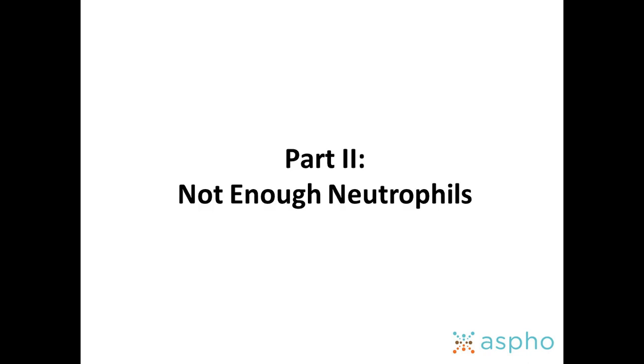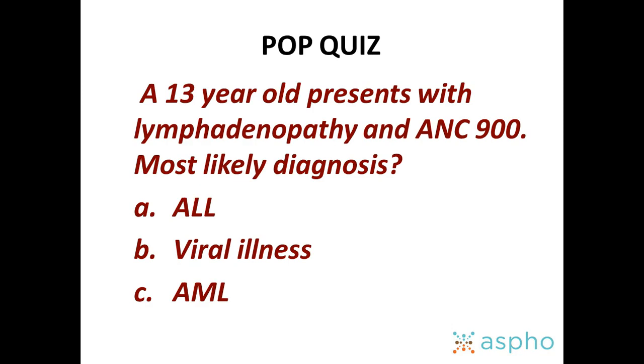Okay, so now let's get to the diseases. The first part was really just to set up the parts and the rules, and now we're going to say, well, what happens if these parts are broken? So first off, what happens if you don't have enough neutrophils? Okay, so this, I guarantee, will be a question on your test. ASPHO will give you your money back if you don't have this question on your test.